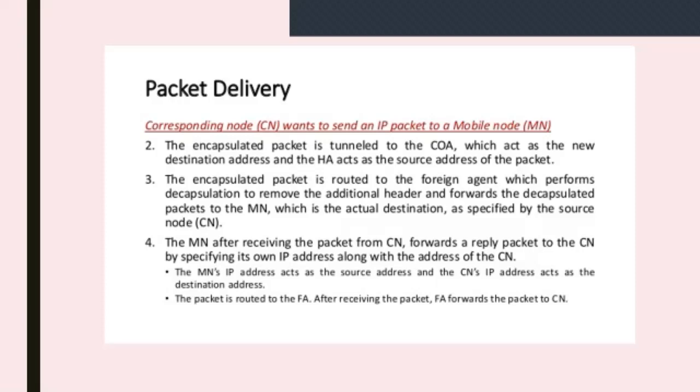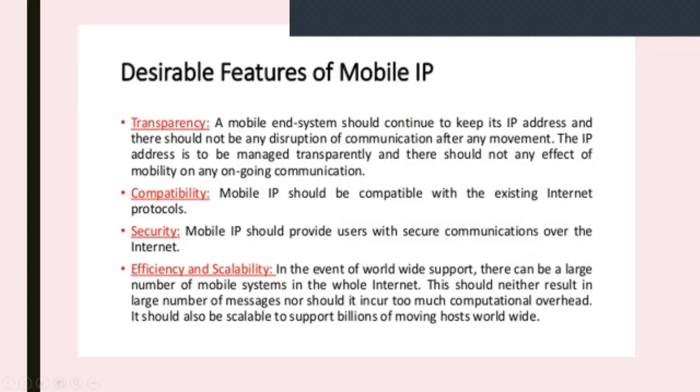Okay. Now, desirable features of mobile IP. What are the desirable features of mobile IP? First is transparency. A mobile end system should continue to keep its IP address and there should not be any disruption of communication after any movement. The IP address is to be managed transparently, and there should not be any effect of mobility on any ongoing communications.